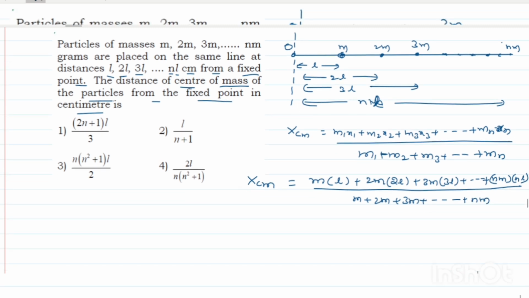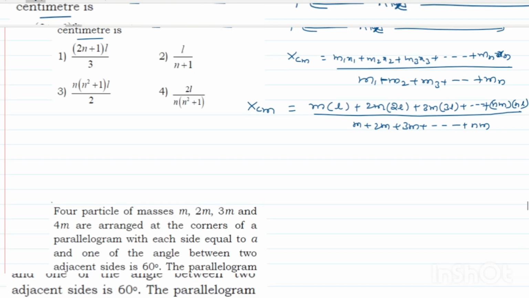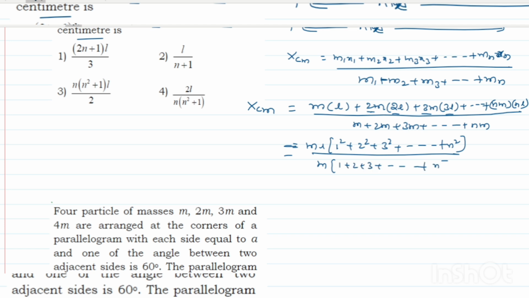Now in the numerator, if you take mL common, students, you can write it as 1 squared, 2 into 2 as 2 squared, plus 3 into 3 as 3 squared, plus and so on up to n squared, divided by, taking m common in the denominator, 1 plus 2 plus 3 plus and so on up to n.